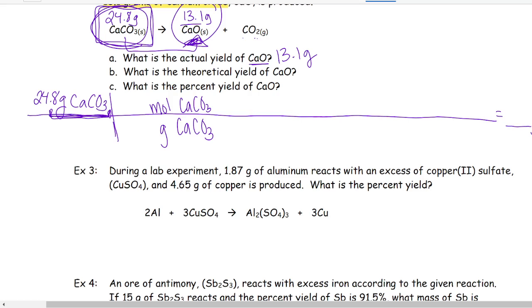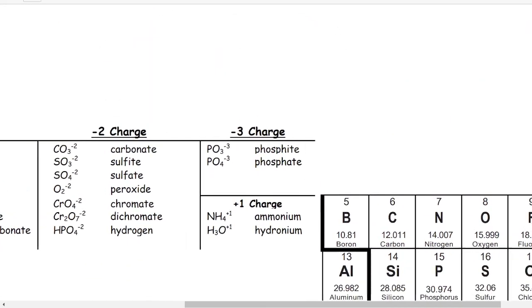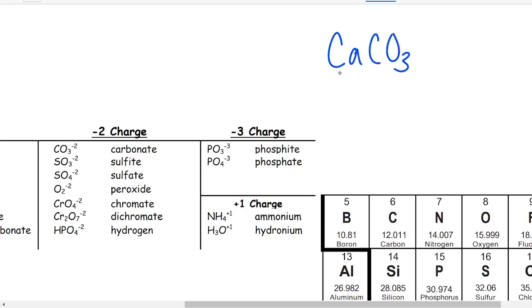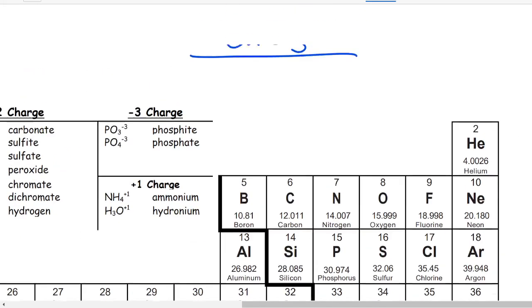Between grams and moles of CaCO3, we call that conversion factor molar mass, which is always just 1 mole. And then the number of grams would come from our periodic table, so I would calculate the molar mass of CaCO3. So calcium has a molar mass of 40.08.